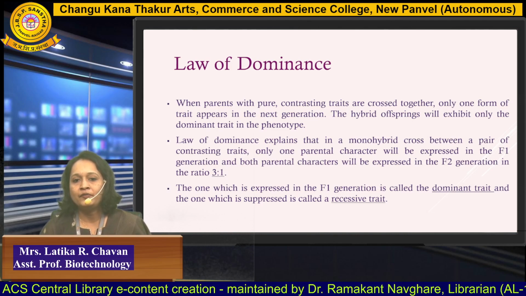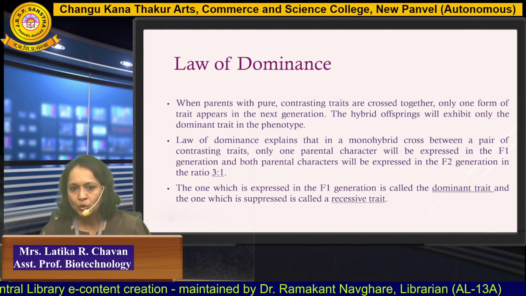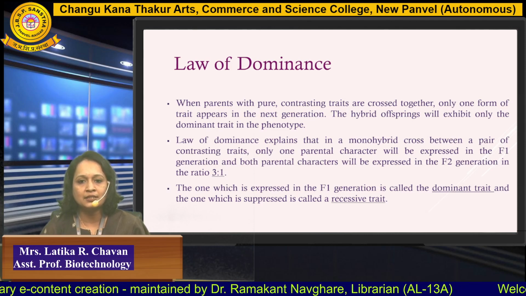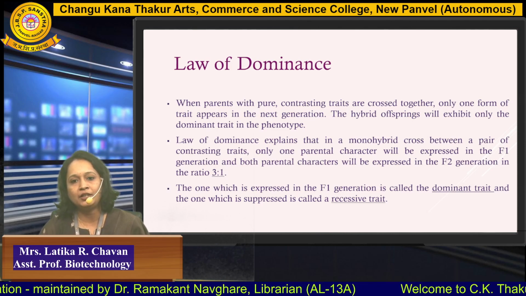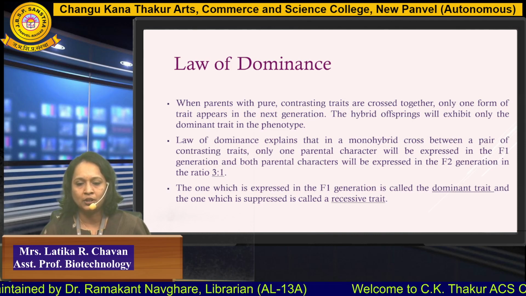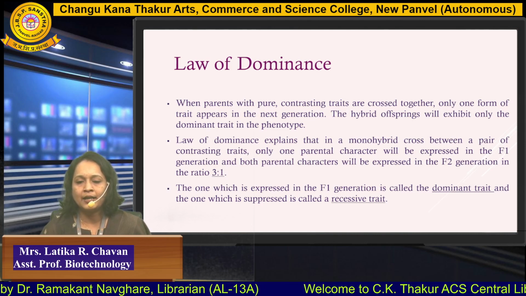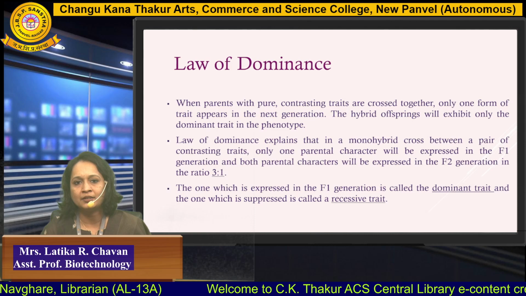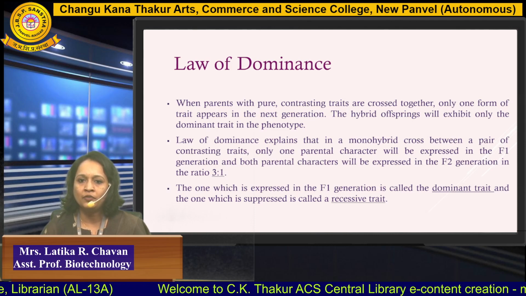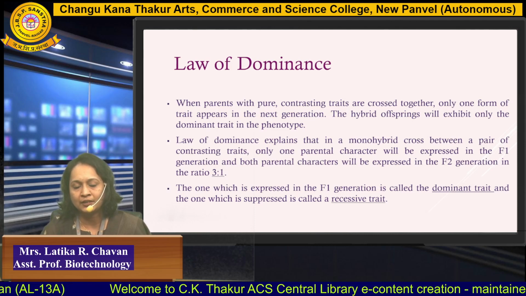Recessive character always gets expressed in the F2 generation only. Why? Because a homozygous recessive condition is not at all possible in the F1 generation. It will be there in the F2 generation only. So you can take any random example of a monohybrid cross and do a practice and check. In F1, always 100% dominant character will express.